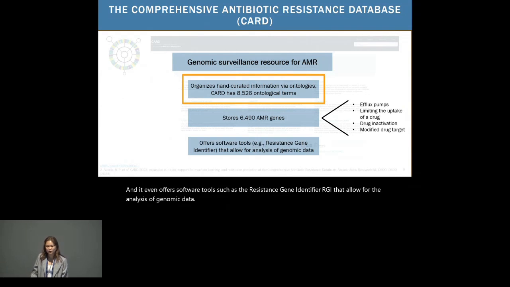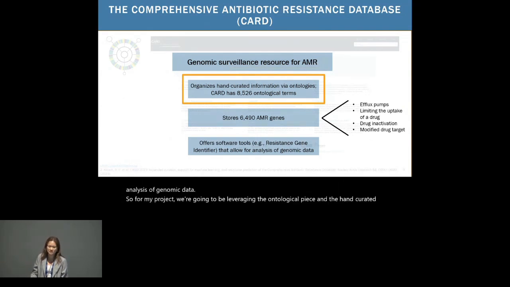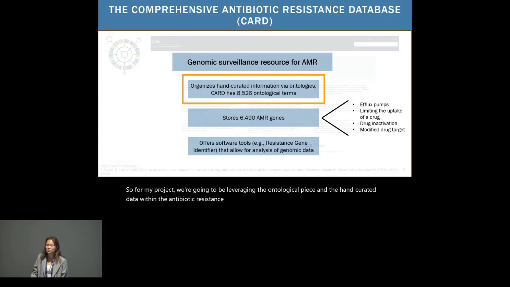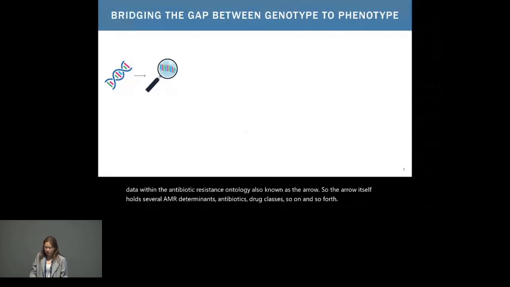So for my project, we're going to be leveraging the ontological piece and the hand-curated data within the antibiotic resistance ontology, also known as the ARO. So the ARO itself holds several AMR determinants, antibiotics, drug classes, so on and so forth. So we know that the genomic revolution has allowed for researchers to understand the genetic blueprint of an organism.